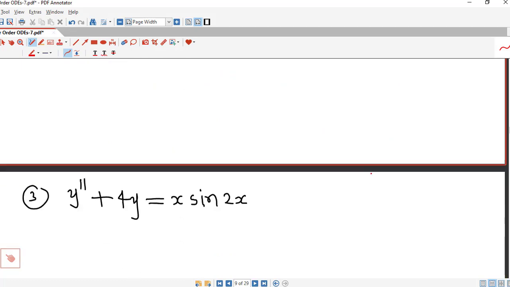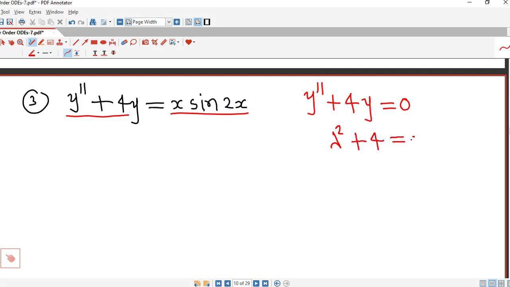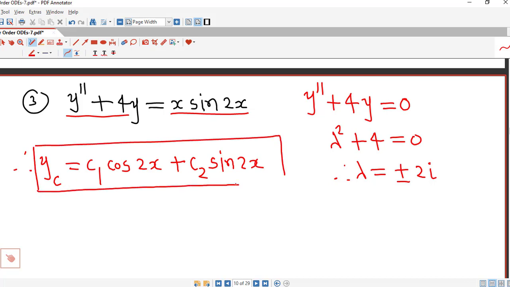So we consider some more examples. Here the given equation is y double dash plus 4y equal to x sin 2x. The corresponding homogeneous equation will be y double dash plus 4y equal to 0. So its auxiliary equation is lambda square plus 4 equal to 0. If you solve this, you will have lambda equal to plus or minus 2i. So therefore the complementary function is c1 e raised to 0x, that is 1, into cos 2x, plus c2 e raised to 0x into sin 2x.